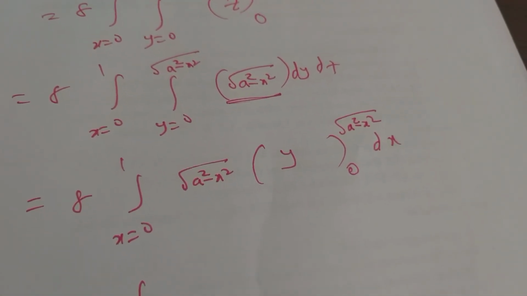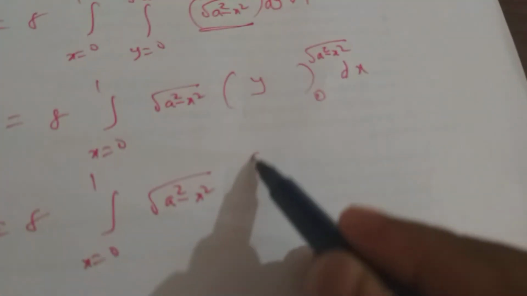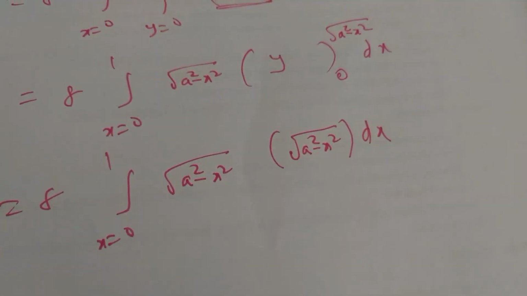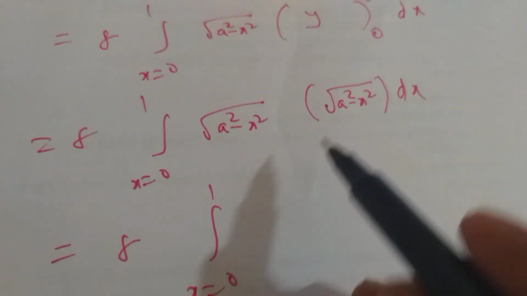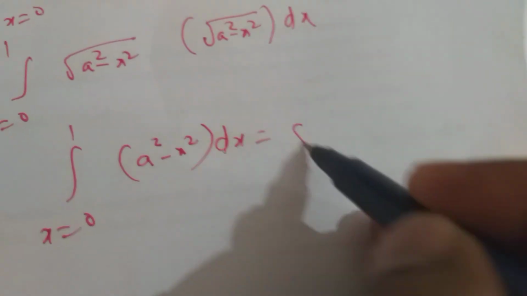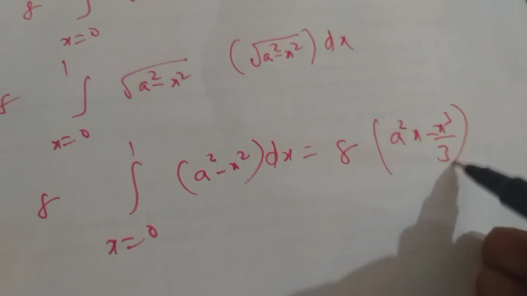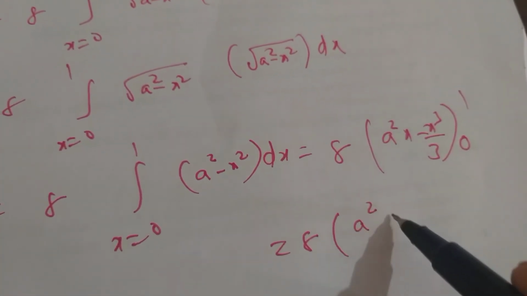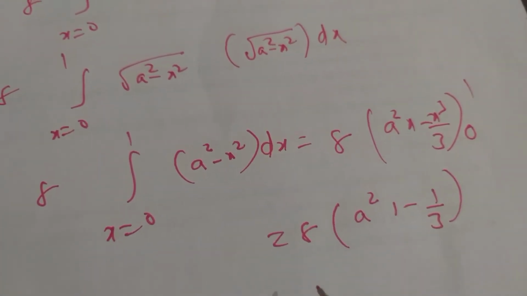8 into integrating x equal to 0 to a. So this is root of a square minus x square, and substituting the upper limit in place of y, root of a square minus x square, lower limit is 0. And 8 into integrating x equal to 0 to a, both are the same, it is a square minus x square dx. So 8 into, after integrating with respect to x, a square x minus x cube by 3, limits are 0 to a.